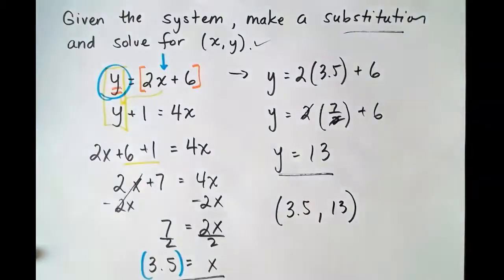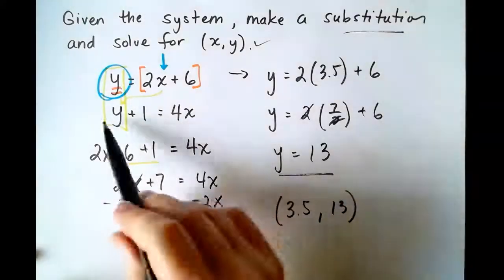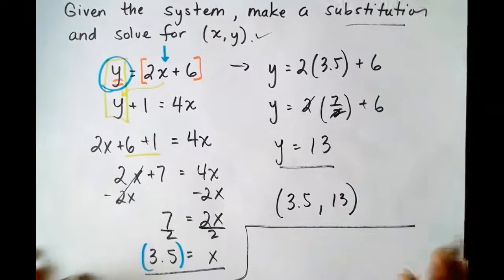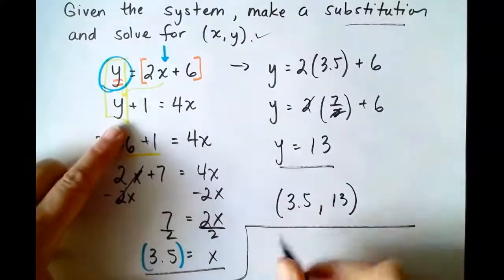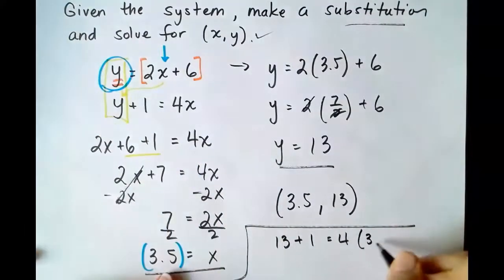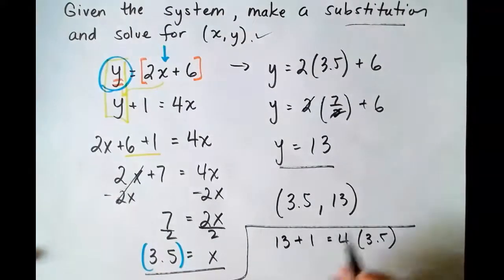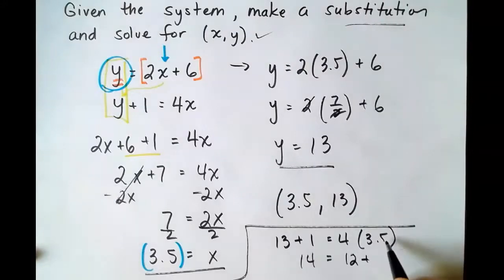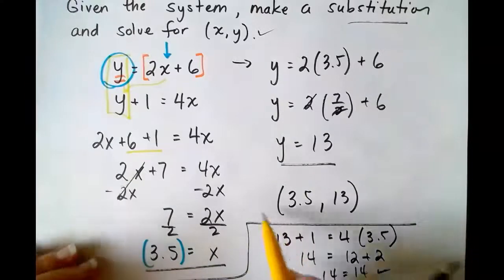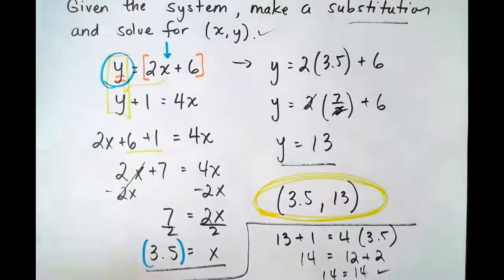And then from there, let's give it a quick check. And we'll use the second equation to give it a quick check. And we're going to use substitution to check it as well. So y plus 1, so y is 13, plus 1 equals 4 times 3.5. So 13 plus 1 is 14, and 4 times 3.5 is going to be the same as 4 times 3, which is 12, plus half of 4, which is 2, and 14 equals 14. So it checks. So this is our solution to our system using substitution.